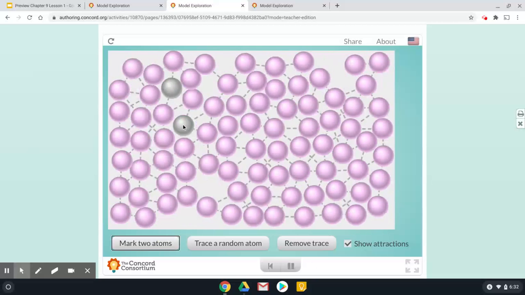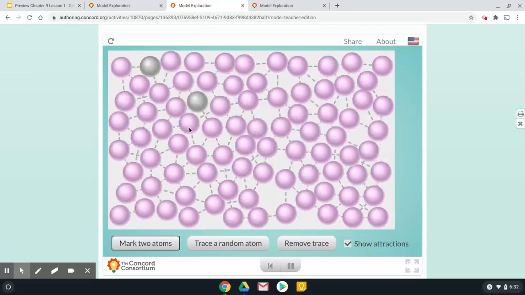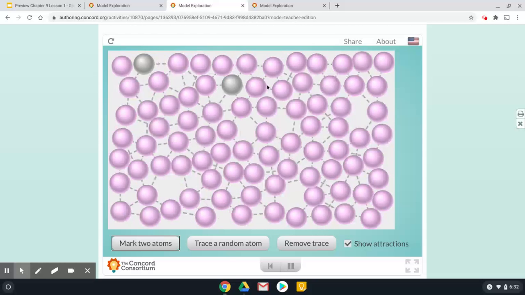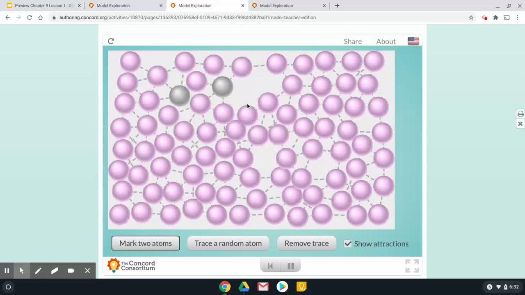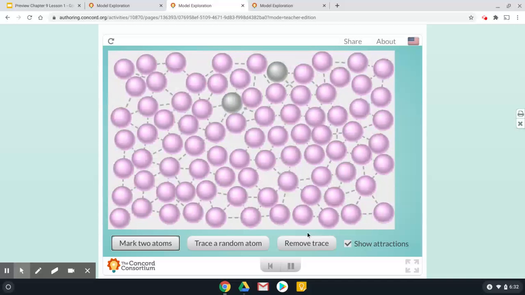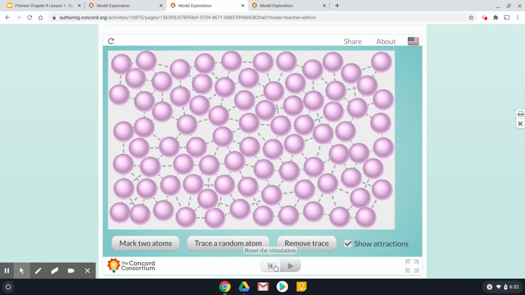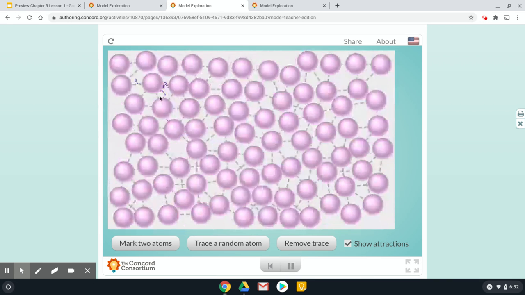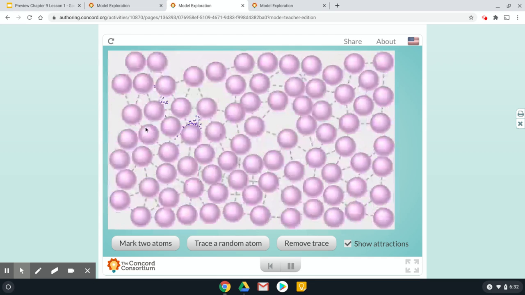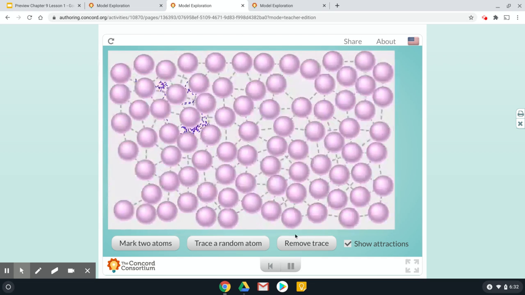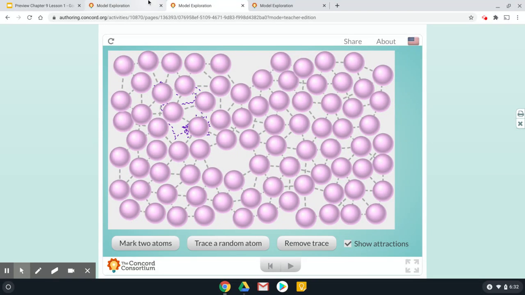So when I click mark two atoms, you'll notice that this atom does move around and it will swap places with nearby atoms. So these particles are definitely not in fixed positions. They can move around and change positions with other nearby atoms. So let me reset and hit trace. Let's see if I can get that to work. Yeah, there we go. We can see it's got this purple line here. We can see that there's a little bit more movement. They are definitely not in fixed positions.